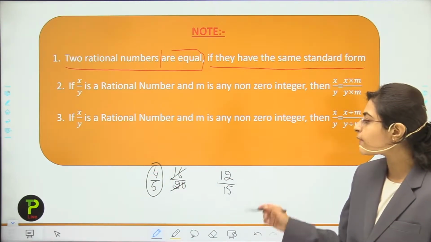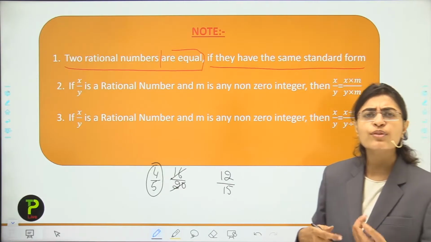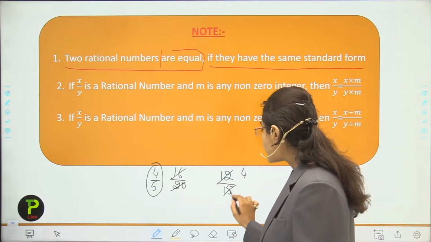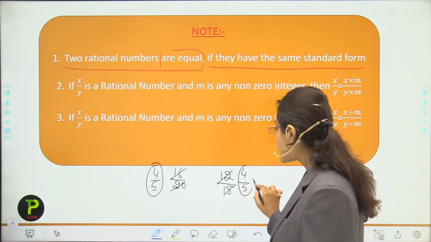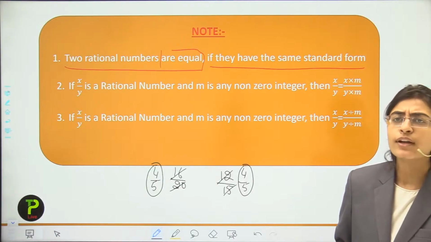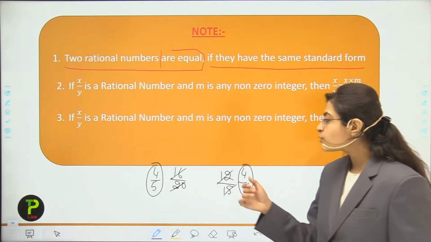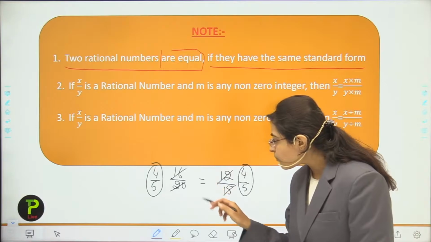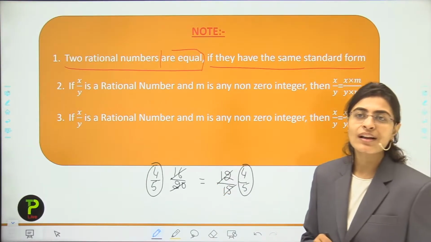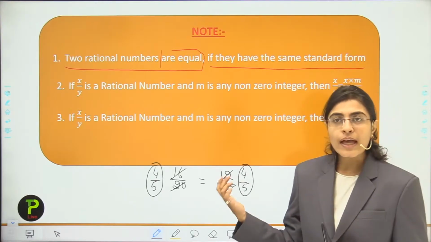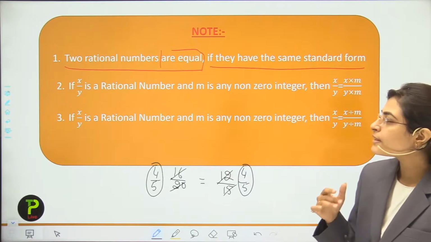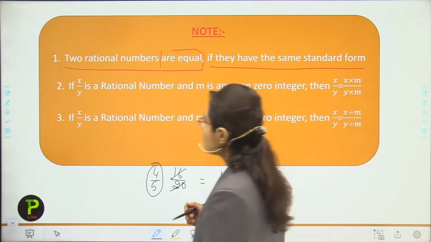In a similar way, I'll divide 12 by 15. They come in the table of 3. So 3 fours are 12 and 3 fives are 15. So here they both have the same standard form. They can't be cut further, right? 4 and 5 cannot be cut further. So the standard form of both rational numbers is the same. That means they are equal. I hope this point is clear to you. Okay, so let's move to the second point.